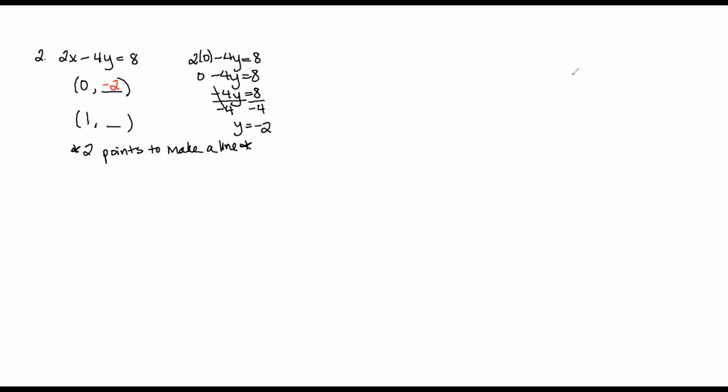And now if we go ahead and plug in the 1, we get 2 times 1 minus 4y equals 8. 2 times 1 is 2, minus 4y equals 8.